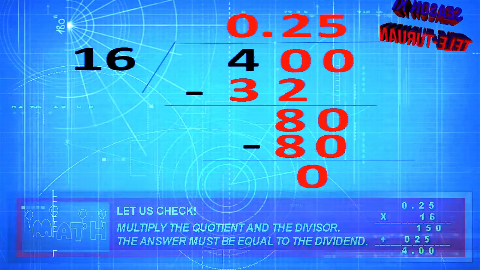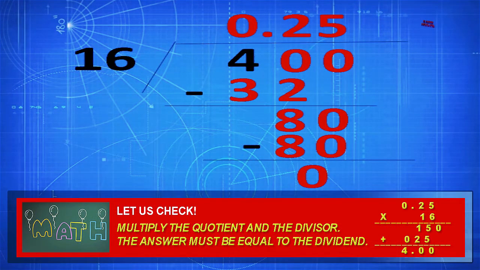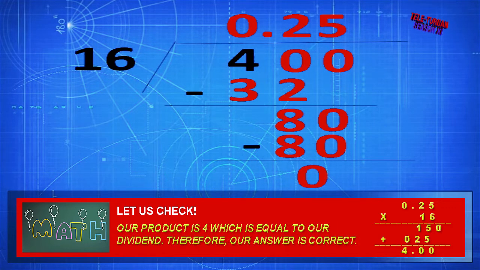Now, let us check. Multiply the quotient and the divisor. The answer must be equal to the dividend. 25 hundredths times 16 is equal to 4. Our product is 4, which is equal to our dividend. Therefore, our answer is correct.